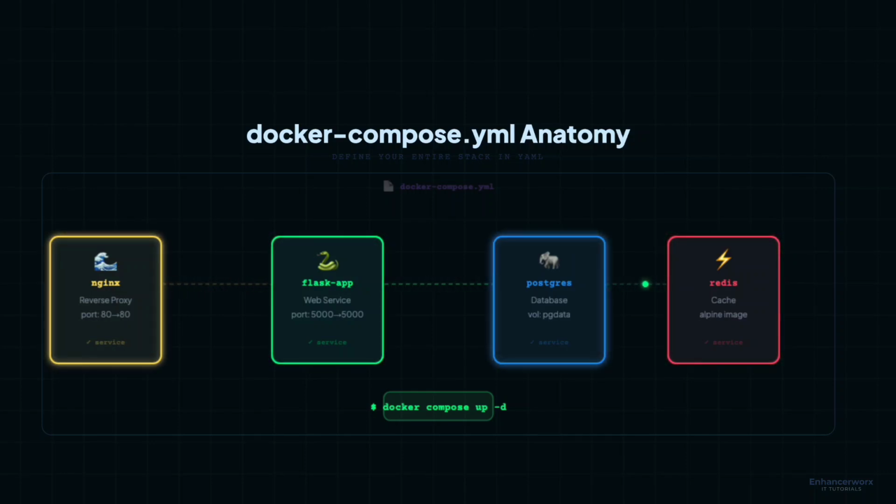The volumes section at the top level declares named volumes that persist data. And if you omit the network section, Compose automatically creates one for you.